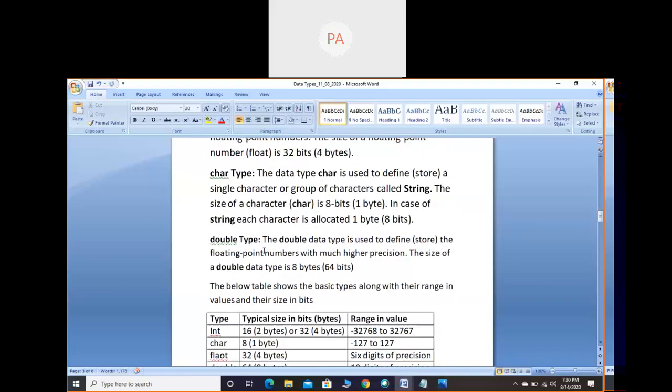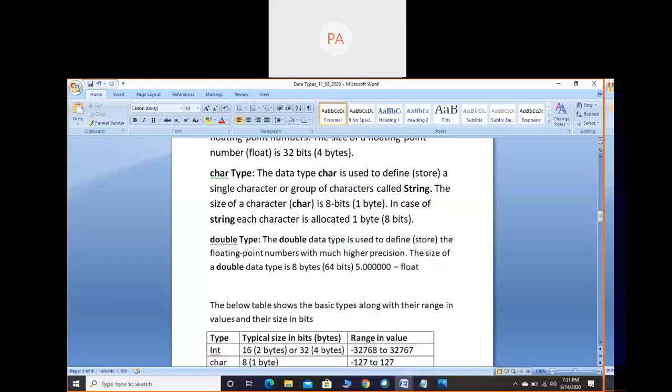Then comes the double data type. The double data type is used to store floating point numbers only, with much higher precision. As I said, say if I consider 5.00 with 6 zeros, for this we can consider it as float. Now, if I want still more precision, like instead of 6 zeros, if I want 10 zeros, for this you should not consider the float data type. You have to consider the double data type. That is the difference here.